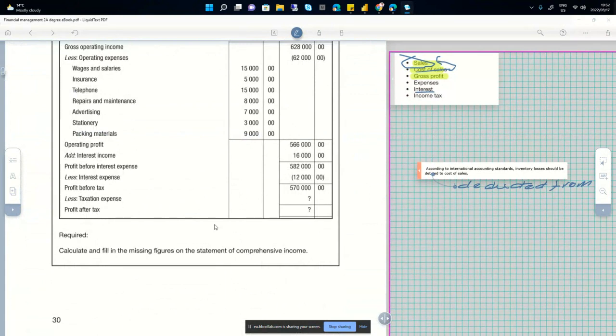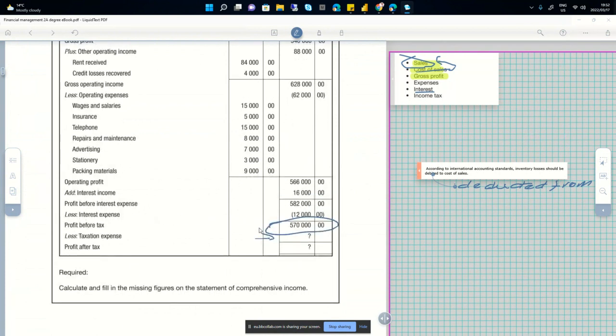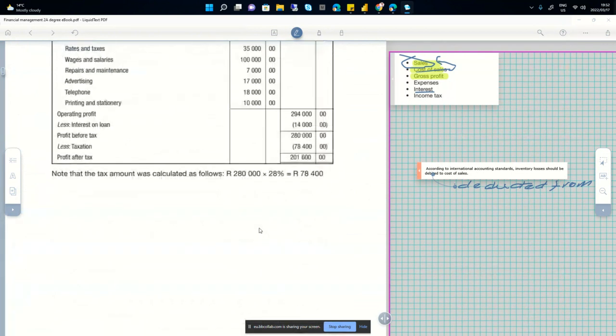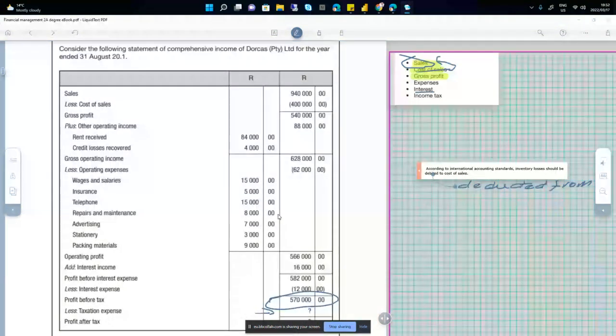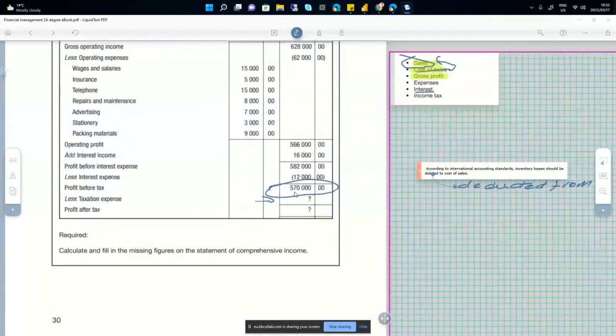So for instance, in this example, we have 570,000 as our profit before tax. And you can answer this question, taxation expense. Then always look at the given. It was said here that the tax amount was calculated as follows. It's 28%. So in this case, we can look at the 28% of 570.